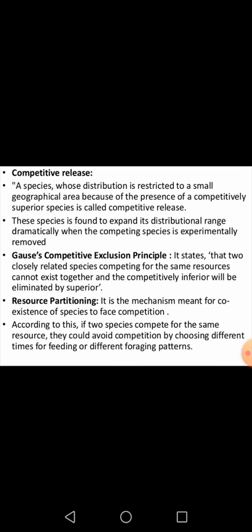Okay. To explain this, Gause's rule was given. Gause gave a rule, a principle, of competitive exclusion. What is it? I am telling you that Gause's competitive exclusion principle states that two closely related species competing for the same resource cannot exist together, and the competitively inferior will be eliminated by the superior.